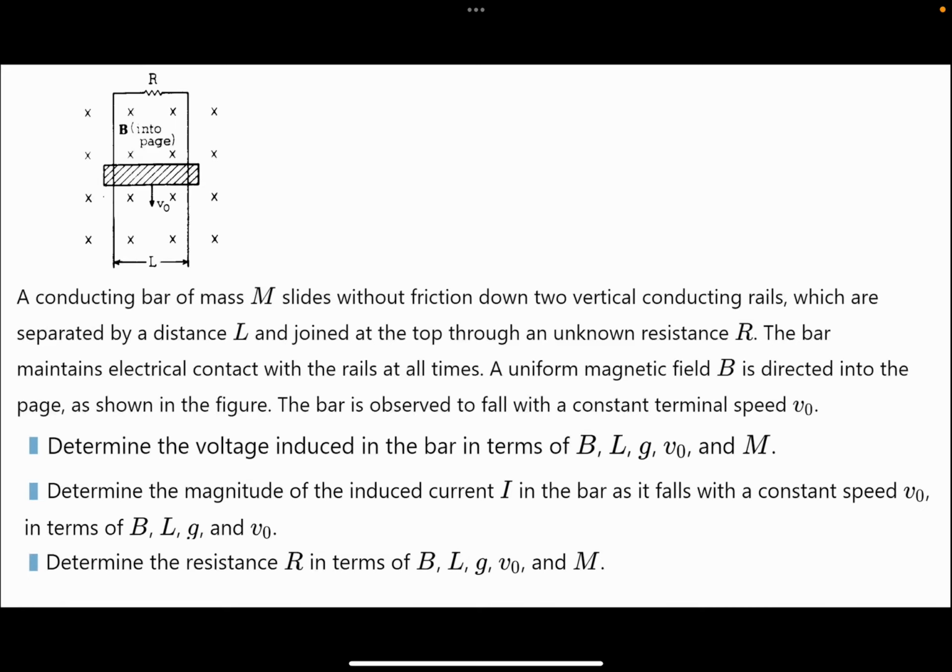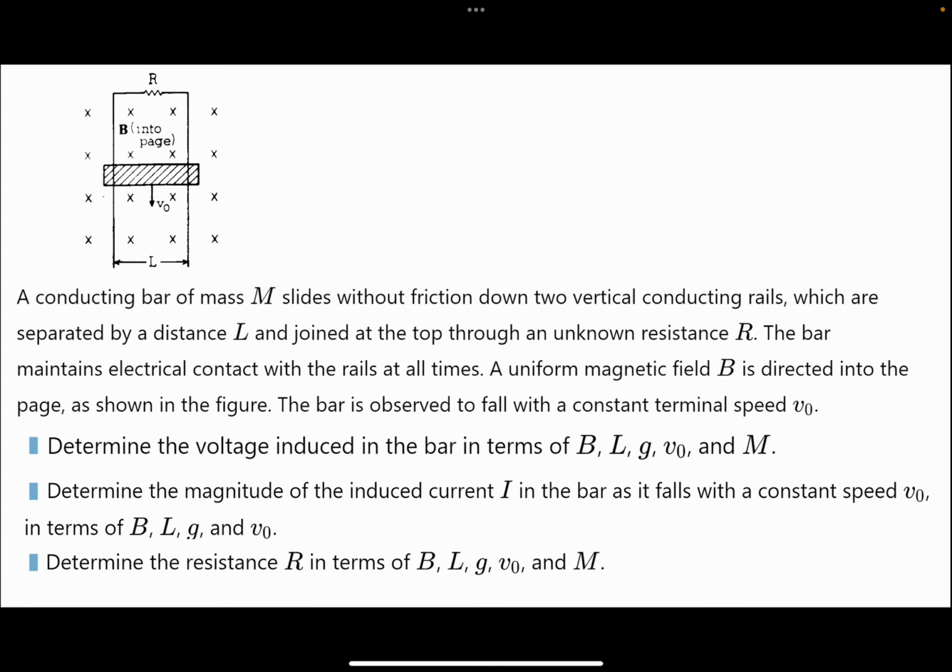Hello everyone, and welcome to this video in which we're going to be taking a look at a problem that has to do with Faraday's law of induction. So this is a very good example problem that deals with the very common type of problem that you would see when doing Faraday's law of induction. This question is actually taken from the AP Physics C Electricity and Magnetism exam.